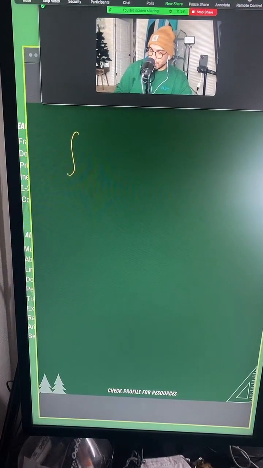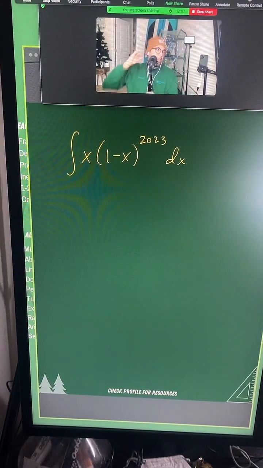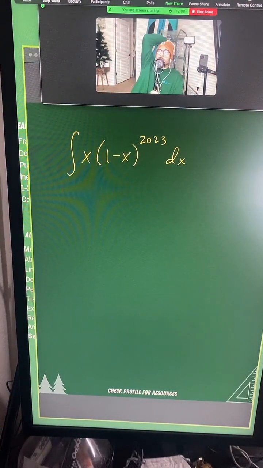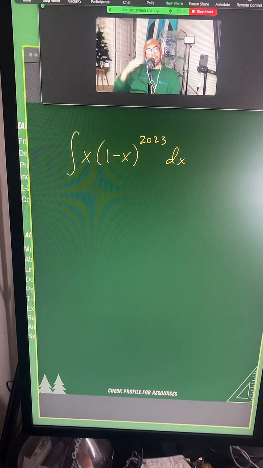Okay, it looks like this. x times 1 minus x to the power of 2023. I don't know if you guys have ever seen integration bee videos, or just integral competitions, which are actually really fun. But they always like to add this one, and whatever the year is, they put 2023, 2015, or whatever. But who can tell me in the chat what we should do? Where should we start this off? Anyone have an idea?